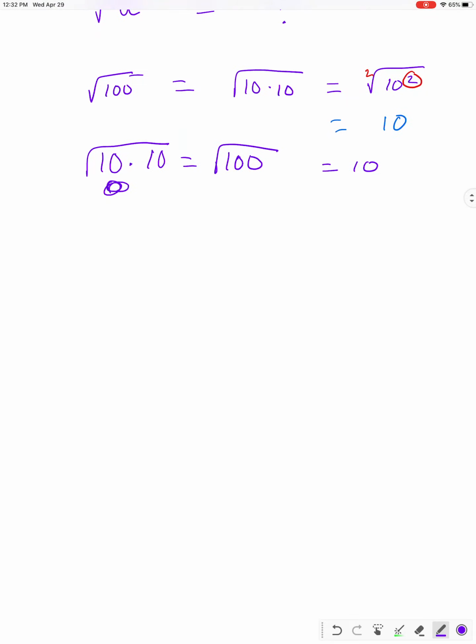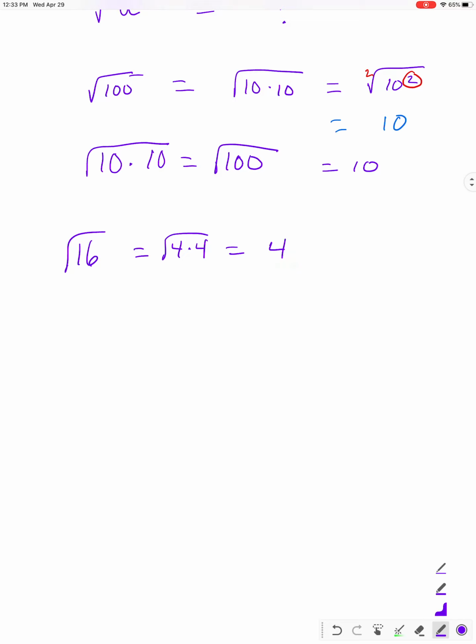Let's look at a different example. How about 16? So 16, when I take its square root, is equal to 4 times 4 when I take its square root, and that's equal to just 4. Because one way I can think about it again is 16 is the same as 4 times 4. So when I take the square root of 16, that's the same as the square root of 4 times 4. And since there's two of them multiplied together with the square root, then that's equal to 4.